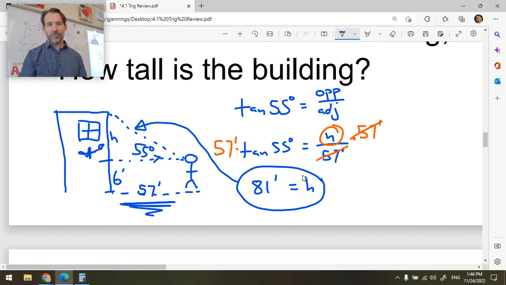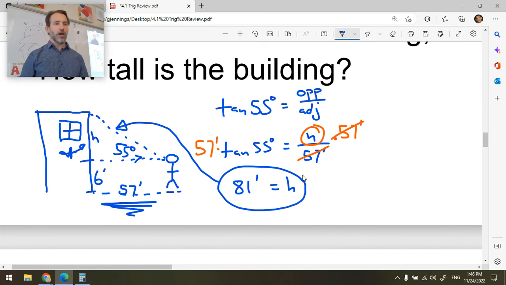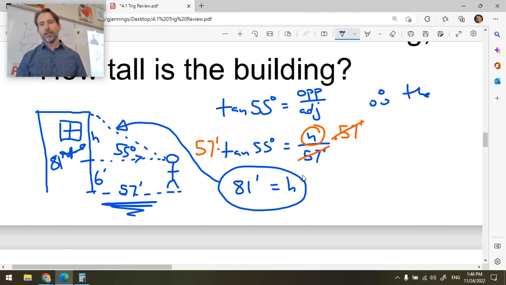Okay, so then we add 81 into our diagram. Add it in here. This is 81 feet high. And then I see that 6 plus 81 is the building. So therefore, the building is 87 feet tall.